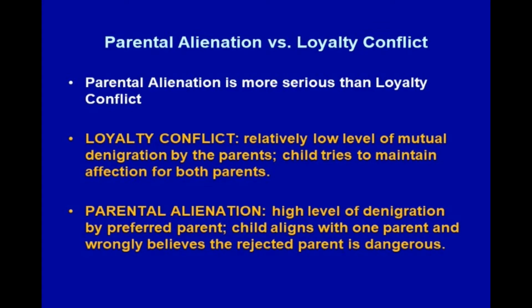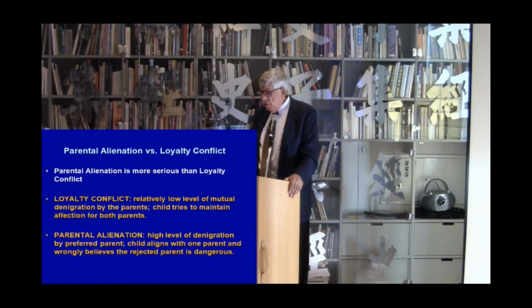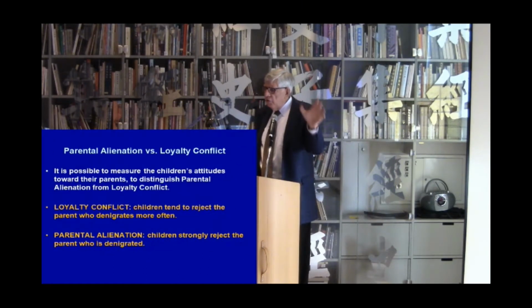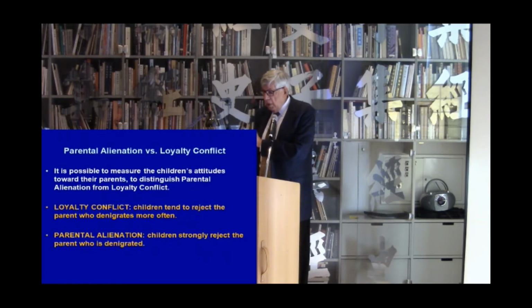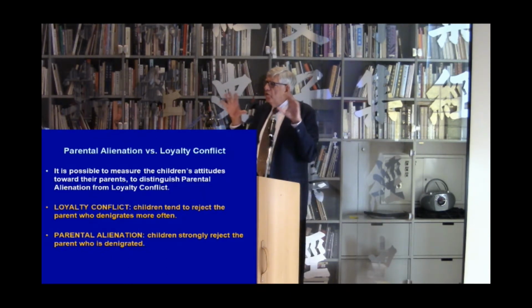In loyalty conflict, the parents say bad things about each other, but the child tries to get along with both of them. In PA, the parents say bad things about each other, but the child gravitates to one parent and shuns the second parent. So is it possible to measure? I think it is. And the difference is an interesting difference. And I'm going to tell you what the result is, and then I'm going to show you the research.